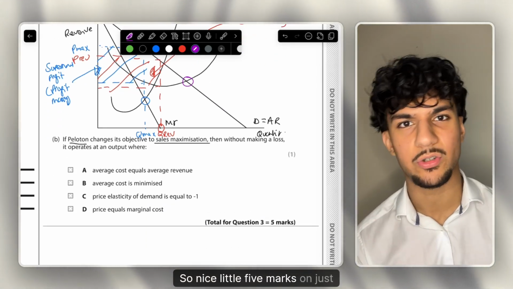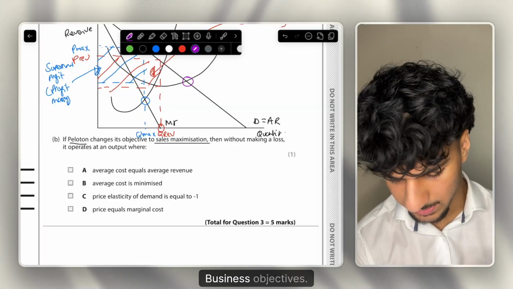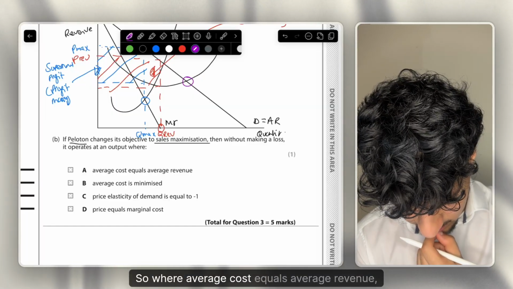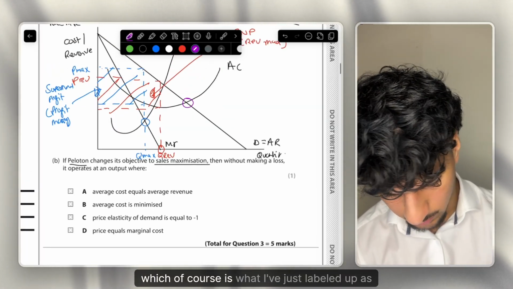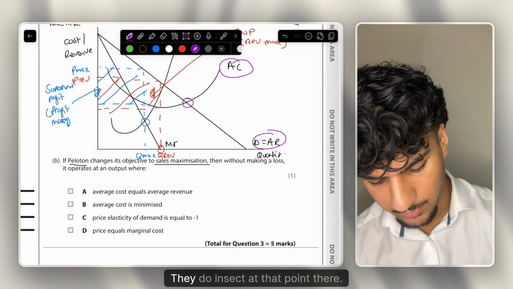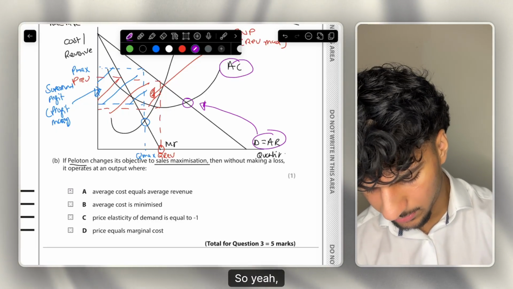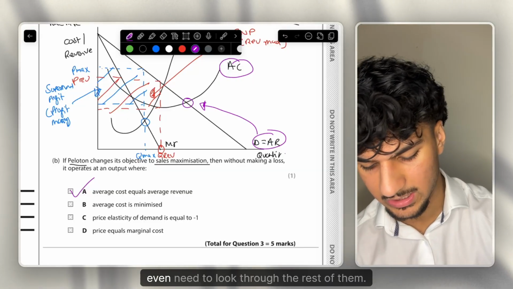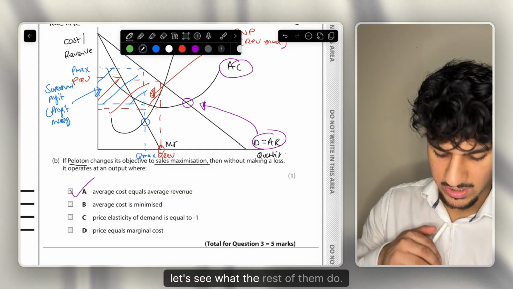So nice little 5 marks on just different business objectives. So where average cost equals average revenue, which of course is what I've just labelled up as average cost, average revenue. They do meet, they do intersect at that point there. So yeah, that answer would be A, since of course we don't even need to look through the rest of them. But let's see what the rest of them do say.